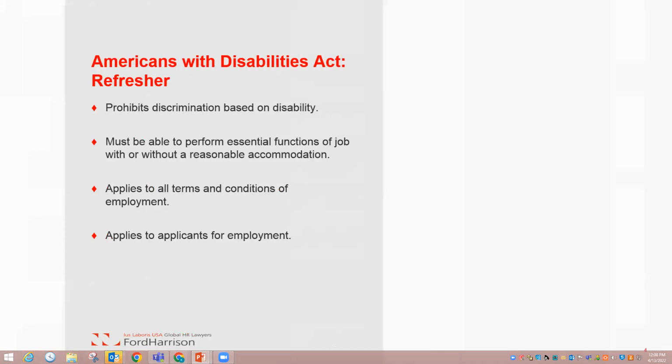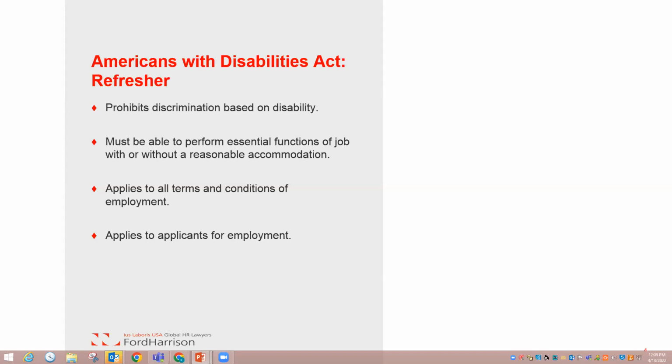And that they usually are reinstated to the same job. The ADA prohibits discrimination based on disability. However, the individual must have the ability to perform the essential functions of their position, either with or without a reasonable accommodation. It of course applies to all terms and conditions of employment.